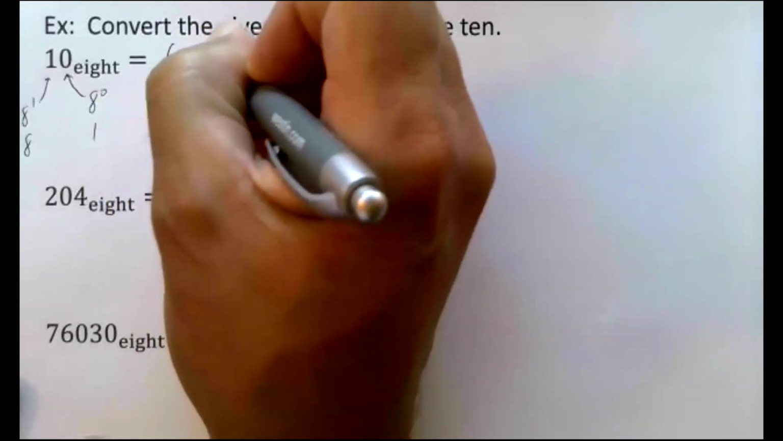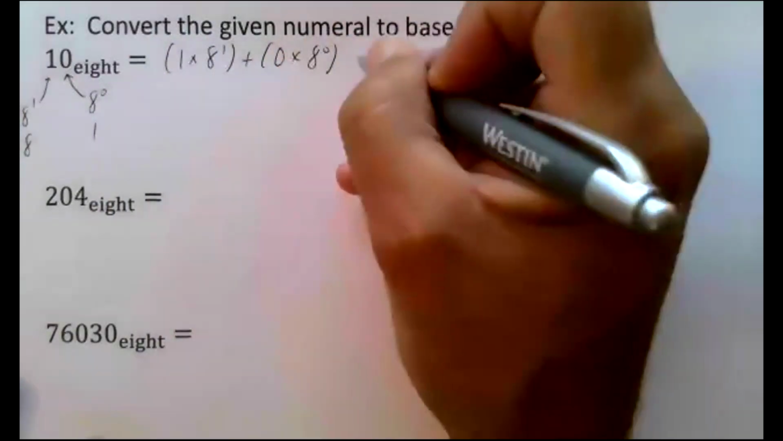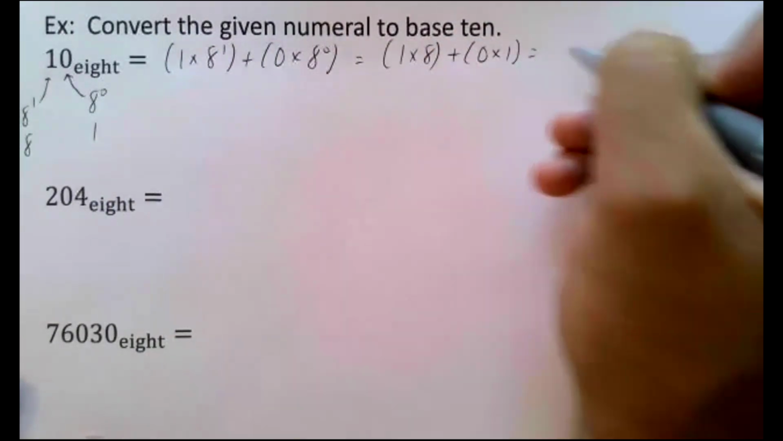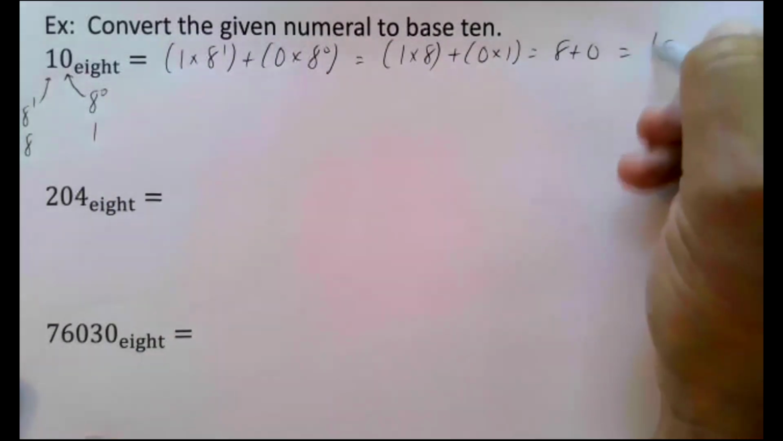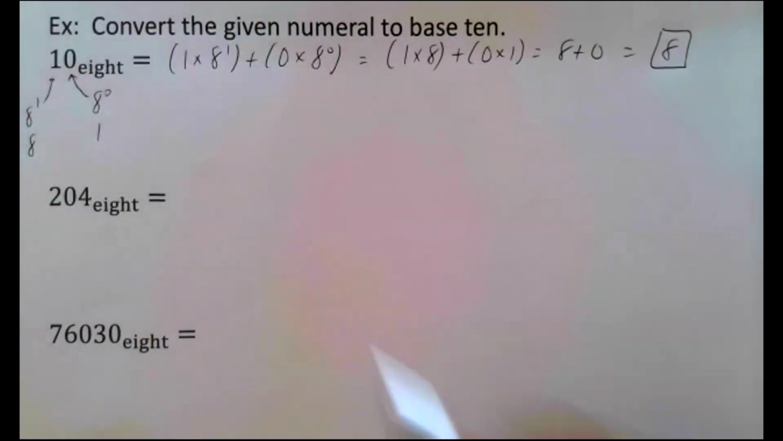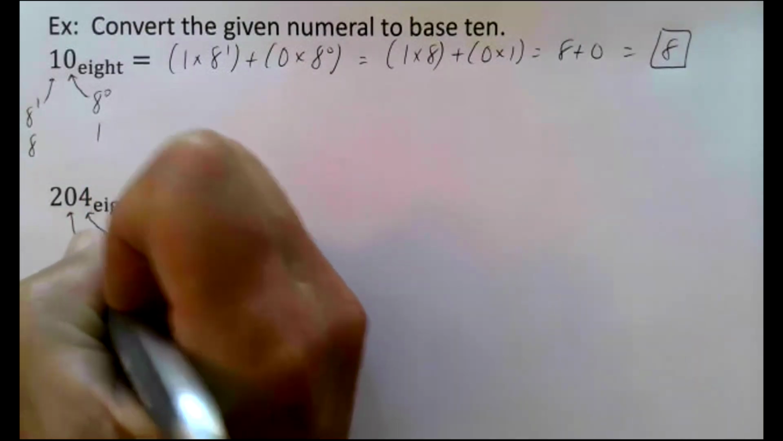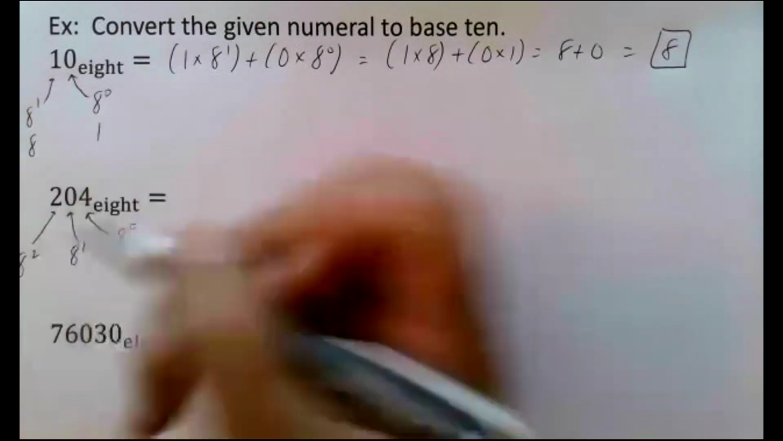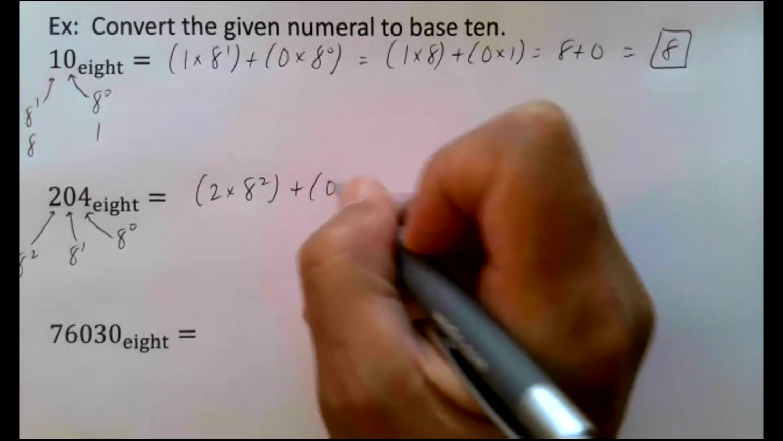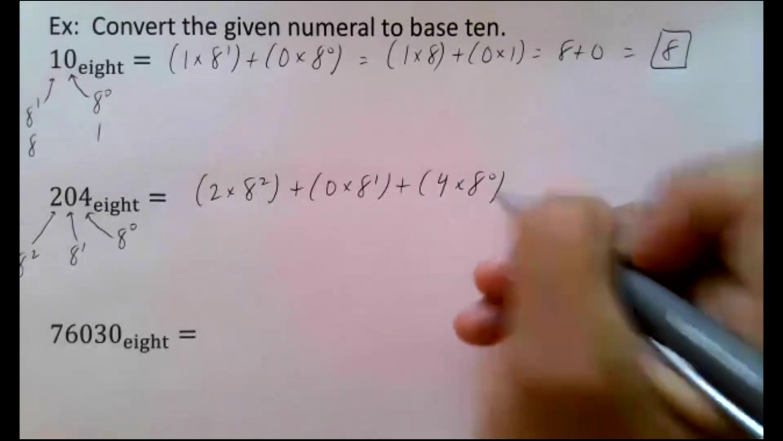That 1 is telling me how many 8 to the first powers I have. That 0 is telling me how many 8 to the 0 powers I have. This is simply 1 times 8 plus 0 times 1. Okay, so that shouldn't be a surprise based on the pattern we've seen on the last couple examples. This is telling me how many 8 to the zeros, this is telling me how many 8 to the first powers, and then how many 8 to the second powers. This is saying I have 2 sets of 8 squared, 0 sets of 8 to the first, and 4 sets of 8 to the 0.